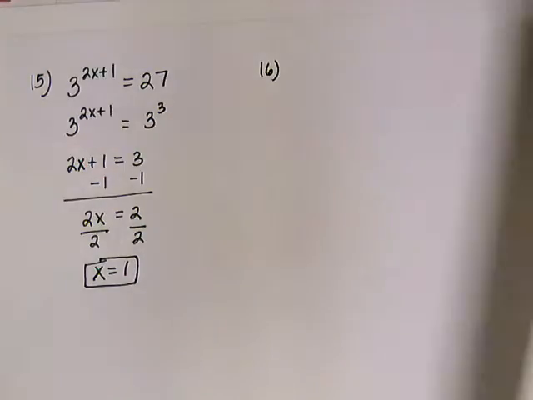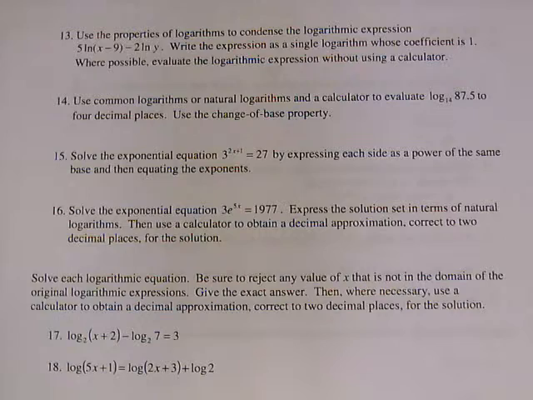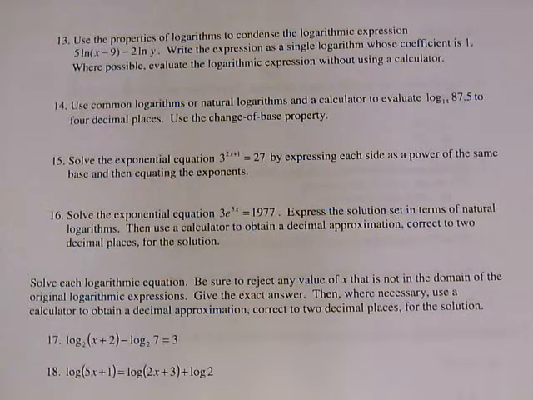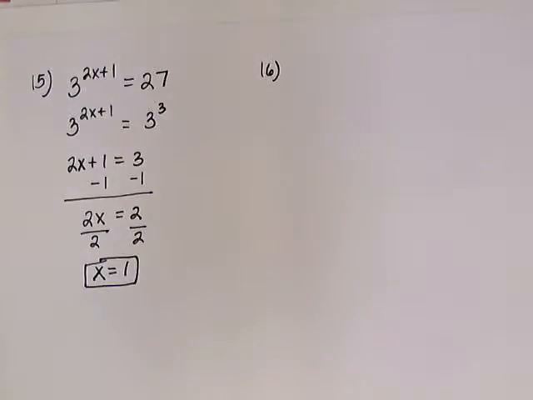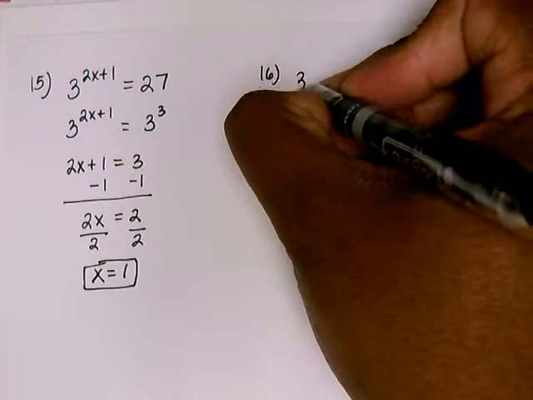Alright, problem number 16. Here you're going to solve the exponential equation 3e to the 5x equals 1977. Express the solution set in terms of natural logarithms, then use the calculator to obtain a decimal approximation correct to 2 decimal places for the solution. So we've got 3e to the 5x equals 1977.